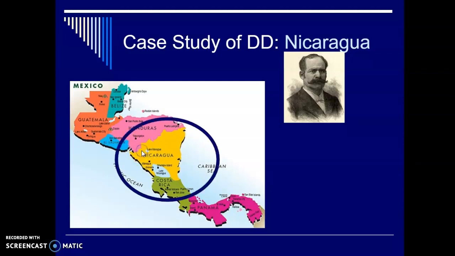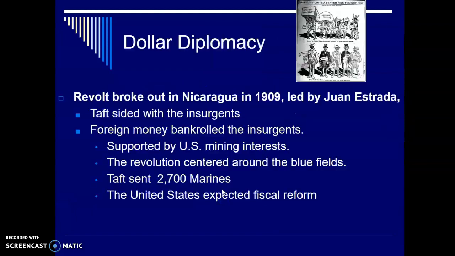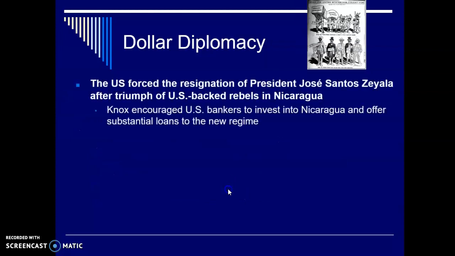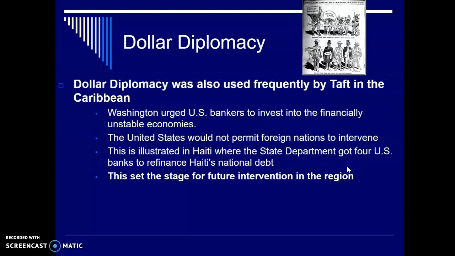And so this leads to the fact that basically U.S. mining companies wanted Zayaya out. Knox and Taft wanted Zayaya out. Estrada revolted. And basically he wins. And this leads to the resignation. But 2 years later, the pro-U.S. government faced a revolt. Taft sent U.S. troops to protect the U.S.-imposed leaders, and the U.S. troops remained there for over a decade.